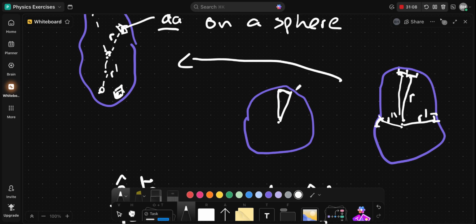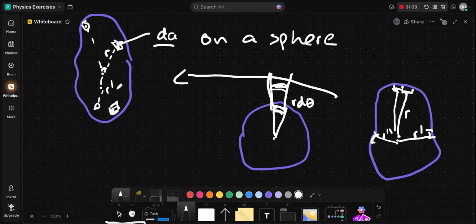This is an arc length, it's r dθ. If I go further out, this is going to be proportional to r. So this arc length here is longer than the arc length here. Here it's r dθ. Here it's the new r times dθ. dθ is going to remain fixed.